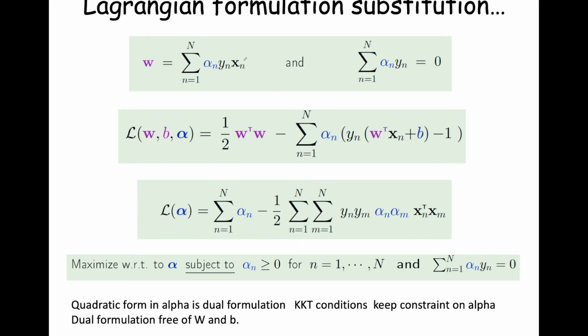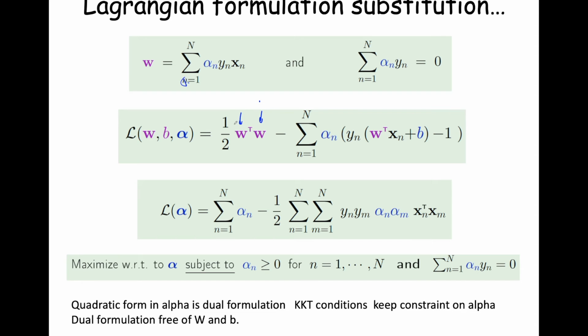So if we do this substitution, let's start with our substitution of W. We substitute our W here, and we substitute here, and we notice we have this double summation. For the first substitution, we're going to call that summation index n. The second substitution, we're going to call that summation index m. And that gives us a double summation with respect to n and with respect to m. And we get yn, ym, alpha n, alpha m, xn, xm. And there's our expression.